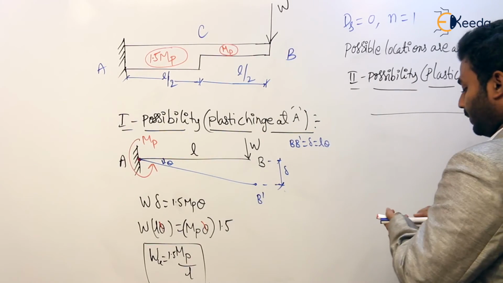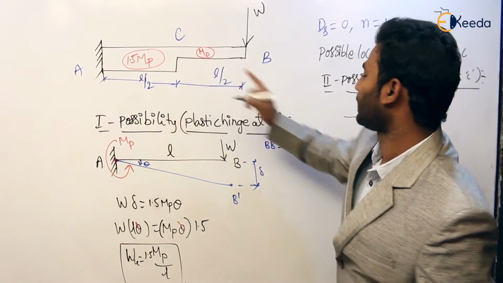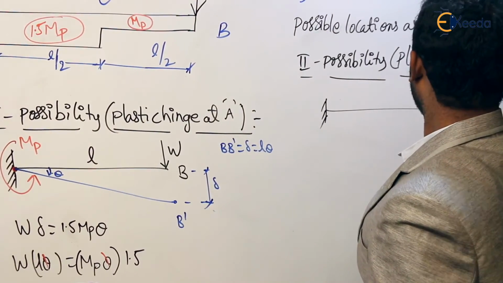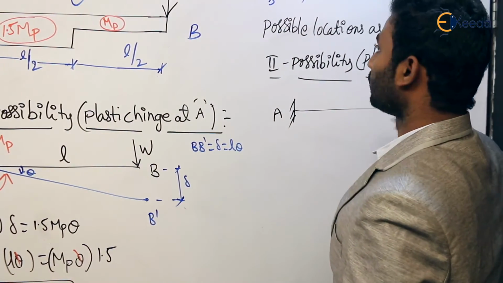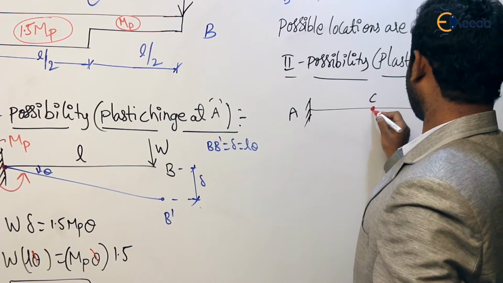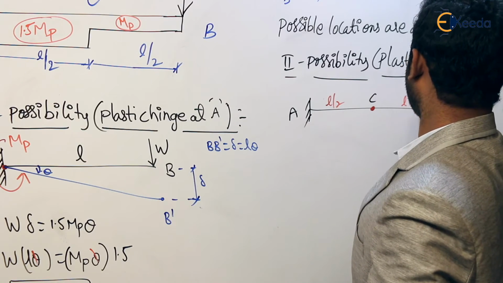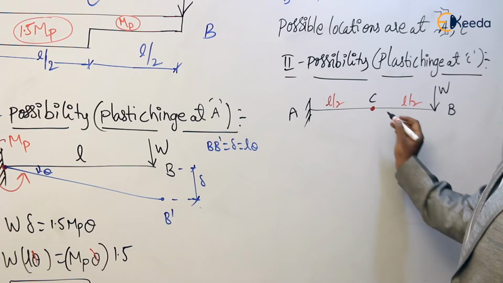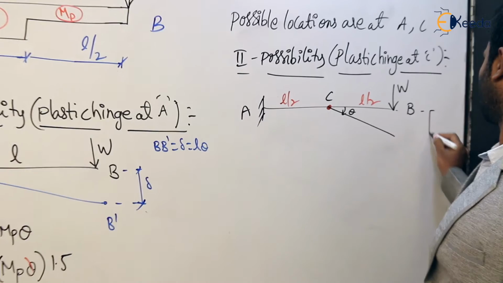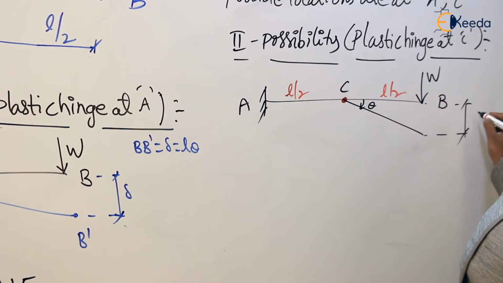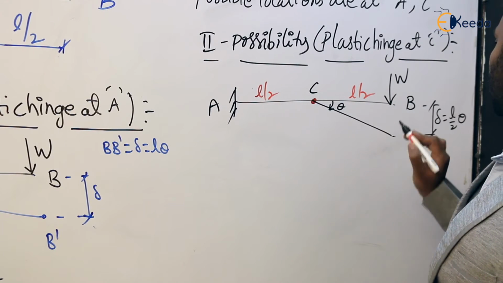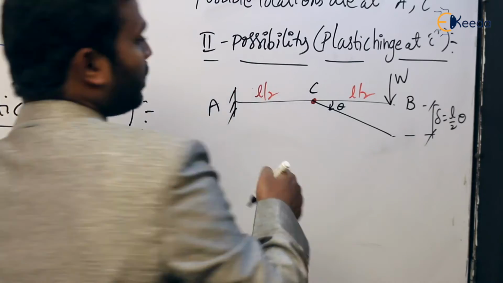Now the second possibility, a hinge at C. So now here we have assumed a hinge at C at this location. This is L by 2 and this is L by 2. So the deflected shape, this is how it will deflect. So this is theta. So this is delta. So delta is equal to L by 2 theta. Agree? Now here also we have to apply the principle of virtual work.